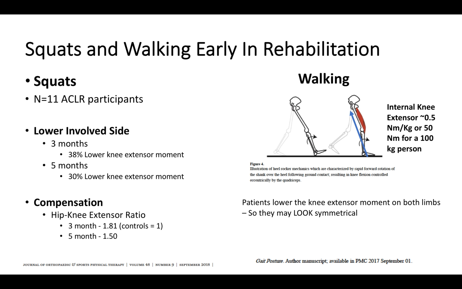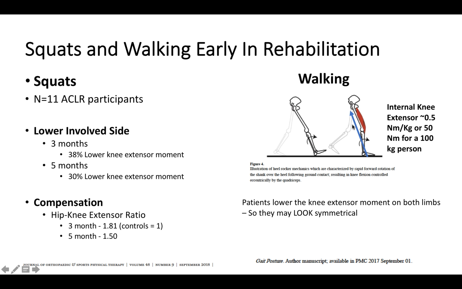If we look at the compensation that they use to accomplish that, the moment ratio at the hip and the knee during a squat is usually something around 1, so that means there's an even amount of hip moment and knee moment to go from low squat to a standing position. At the 3-month time frame, the hip-knee moment ratio was almost 2, so the hip extension moment was essentially compensating for the low knee extensor moment. And then at 5 months, it was only slightly better at 1.5. So again, the rehab wasn't apparently fixing this problem.